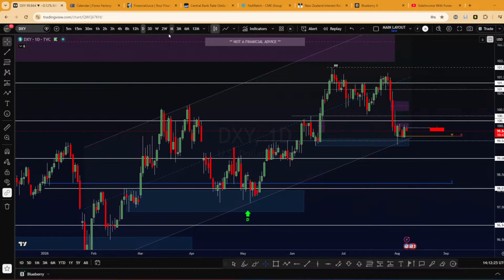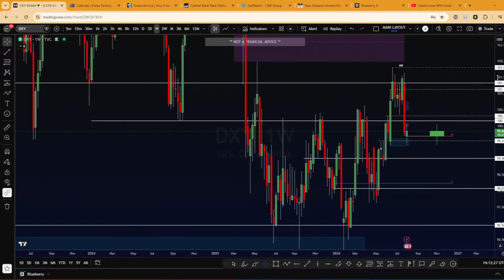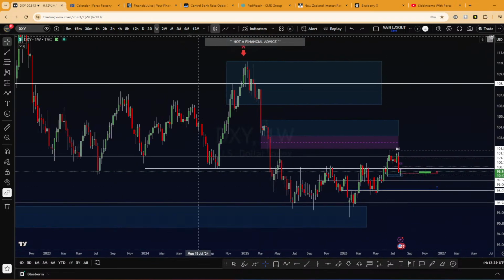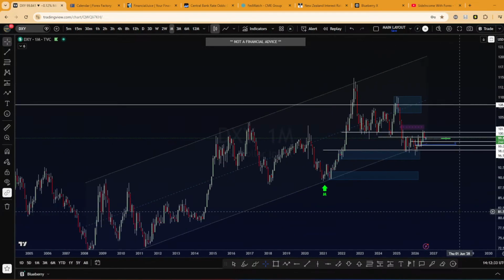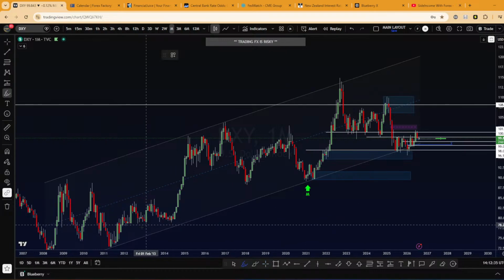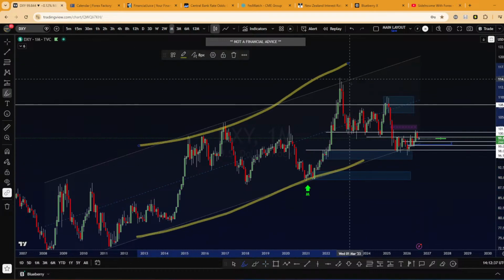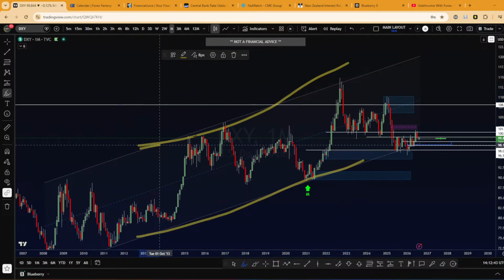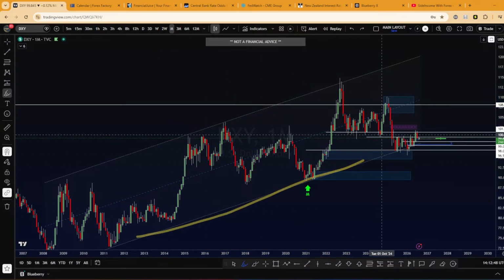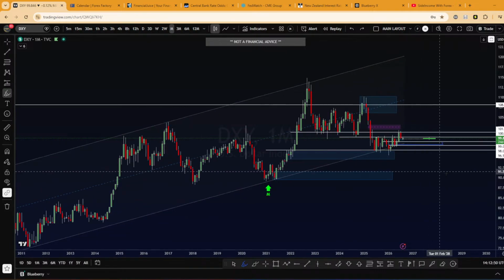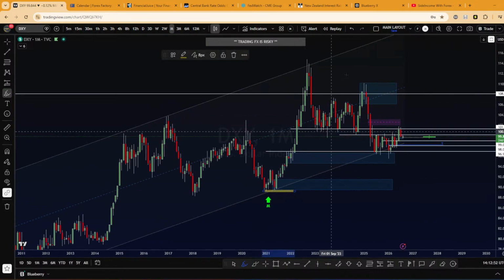But right now, if I have to analyze the DXY, let's go up to the monthly time frame. On the monthly time frame, you still have this channel right there, which is pretty much where the price is distributing. We are distributing inside this bullish channel. So I'm still bullish on the monthly time frame from this low to this high. This is my structure on the monthly time frame.